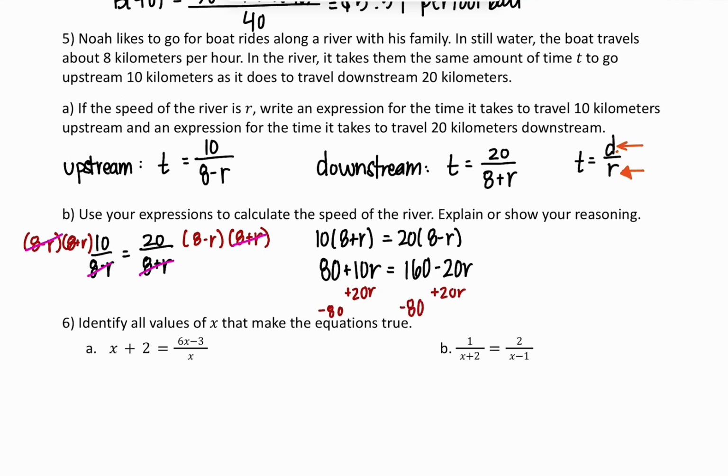I'm going to do both steps at once. So I get 30r equals 80. The rate equals 8/3 or 2.6 repeated kilometers per hour. So that's the speed of the river current. And that's going to end part 1 of this video.